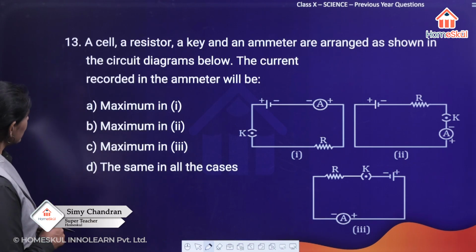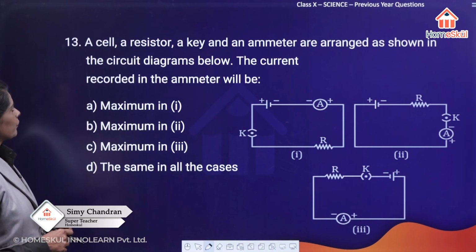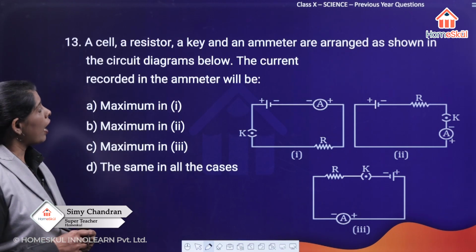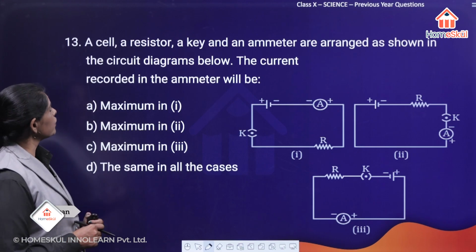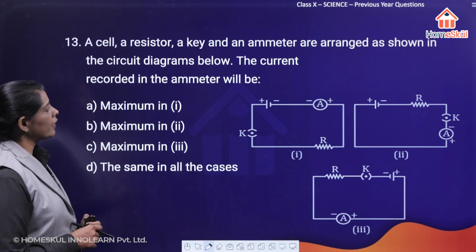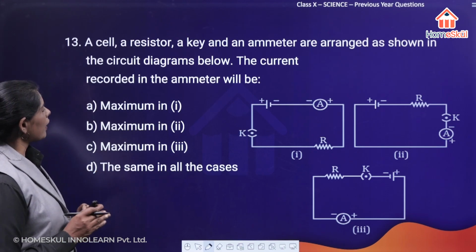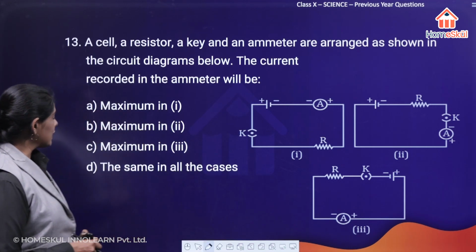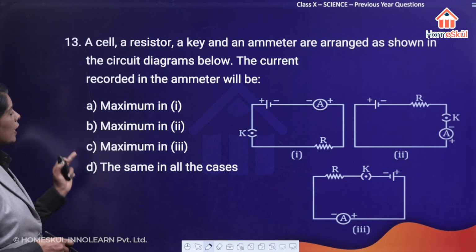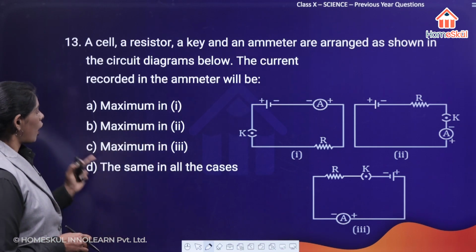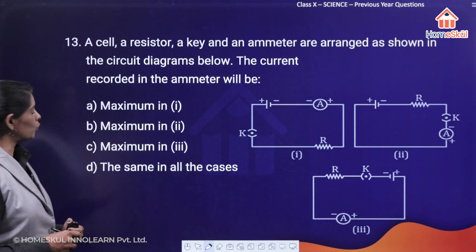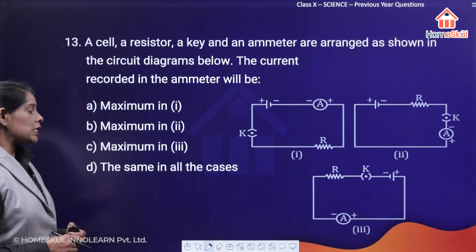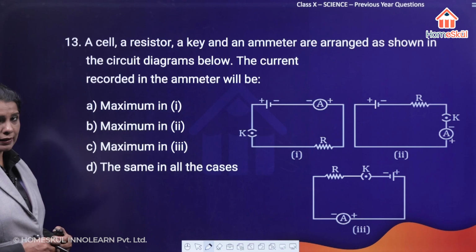previous year question paper, says that a cell, a resistor, a key and an ammeter are arranged as shown in the circuit diagrams below. The current recorded in the ammeter will be. Let's see the options here. Option A, maximum in 1. Option B, maximum in 2. Option C, maximum in 3. And option D, the same in all the cases.